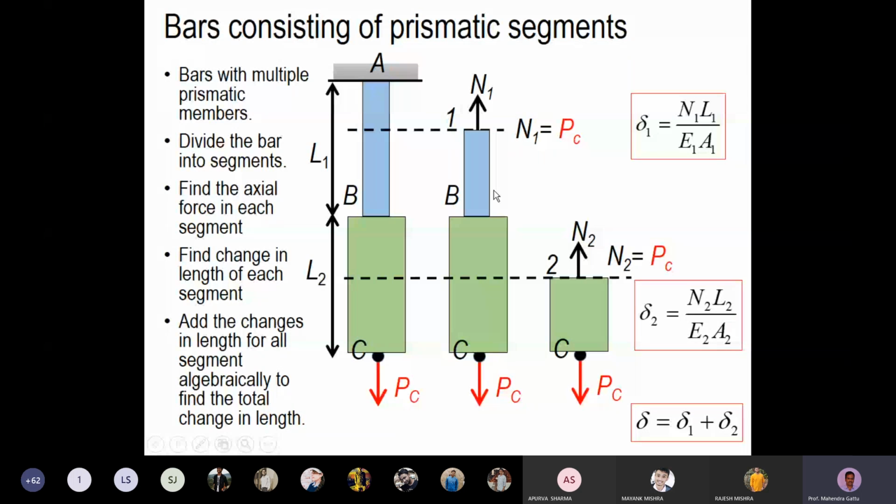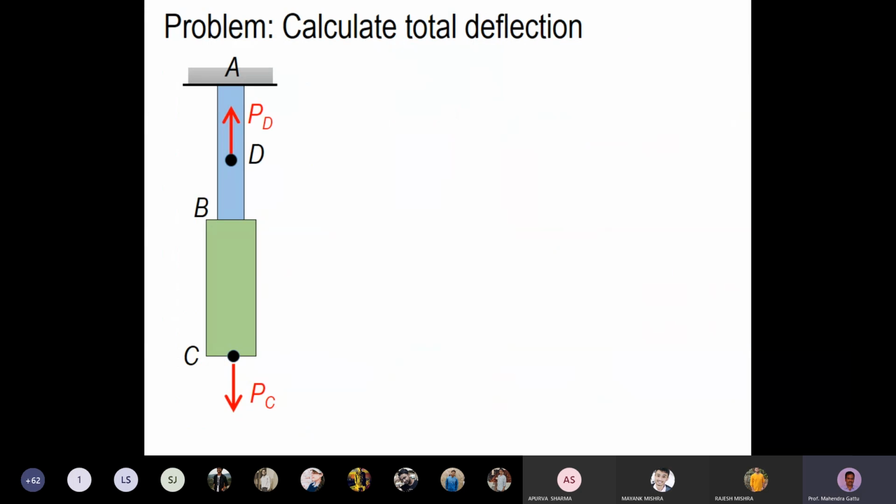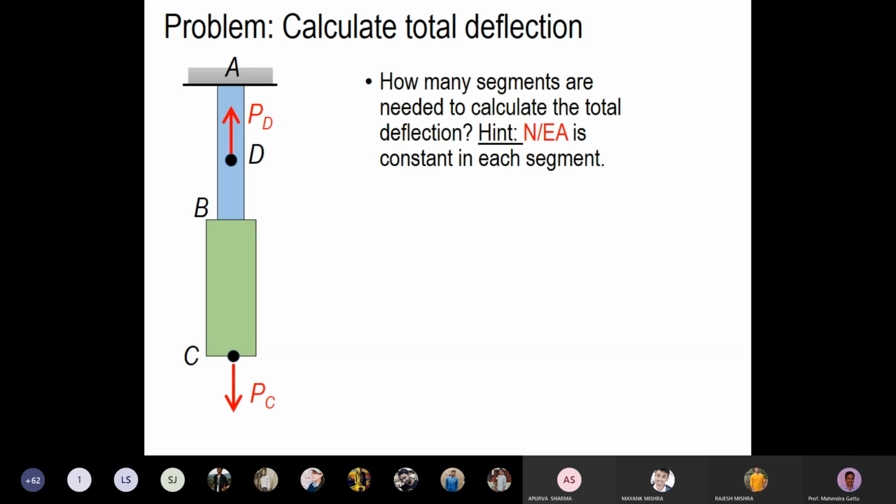Now we will look into another part of the problem. Here we have 2 prismatic bars which are assembled, and they are of different material, and we have an intermediate axial load on the first member acting in the upward direction. How many segments do we need to divide this problem into? Can anyone answer this?